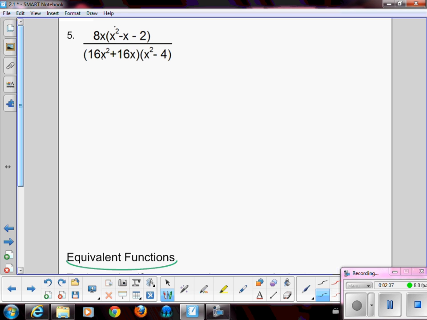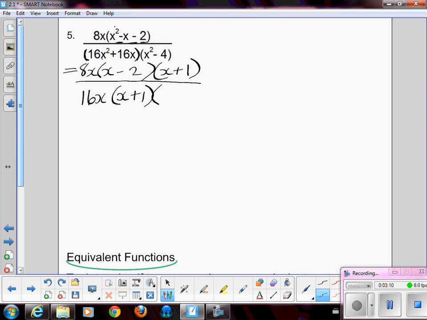Okay, so it looks like someone was at least a little bit nice to us and did some of the factoring. So we have an 8x, and then also on the top we have two numbers multiplied to give me 2. They subtract to give me negative 1. Okay, so I know that's going to be x minus 2, x plus 1. And my denominator, I can see that in the first bracket I have a 16 as well as an x that's in common, and when I factor them out I'm left with an x plus 1, and then I'm left with this last bracket, which is a difference of squares, x squared minus 4, so that's going to be x minus 2, x plus 2.